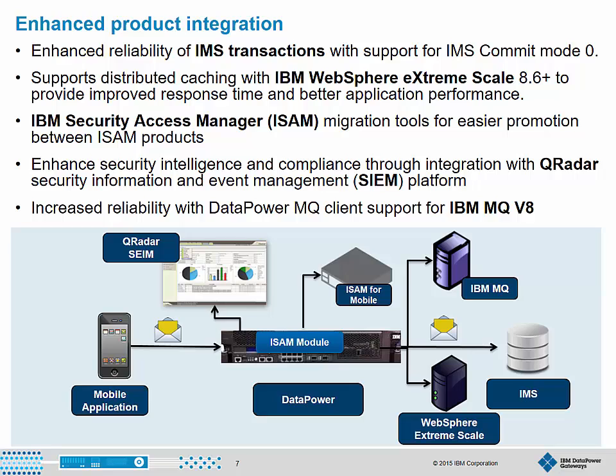The IBM QRadar Security Intelligence Platform is an IBM product that scans and analyzes log, flows, vulnerability, user, and asset data. It provides near real-time correlation and behavior anomaly detection to identify high-risk threats. We've worked with the QRadar team to provide tighter integration between DataPower and QRadar so that potential threats can be identified before they become problems. And finally, we've upgraded DataPower's MQ client to be compatible with IBM MQ version 8.